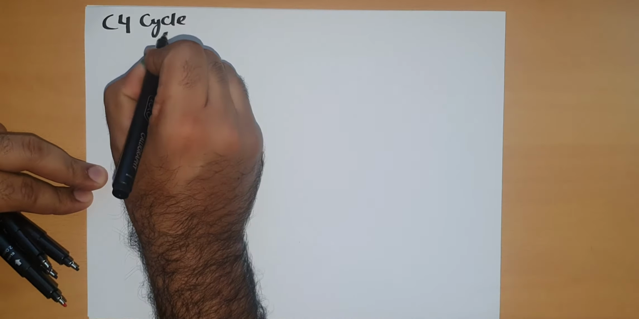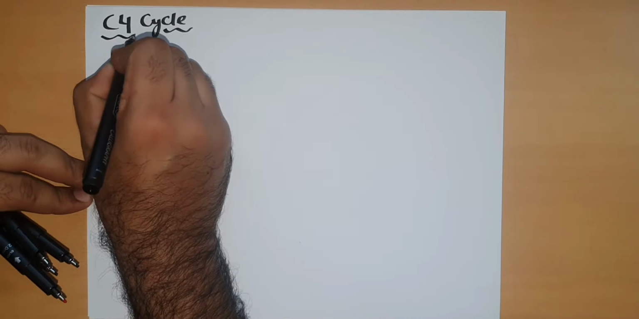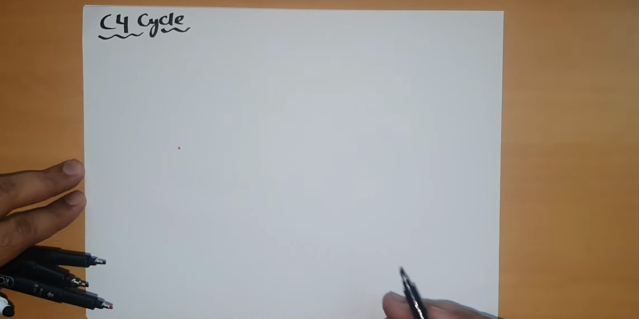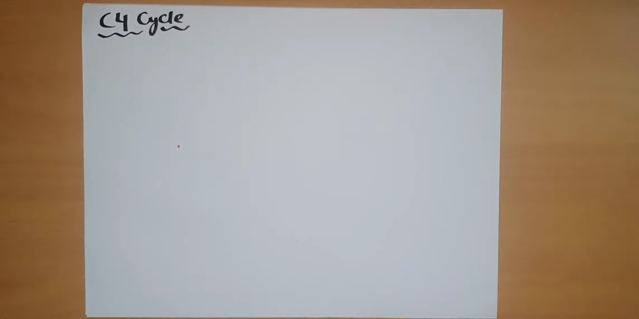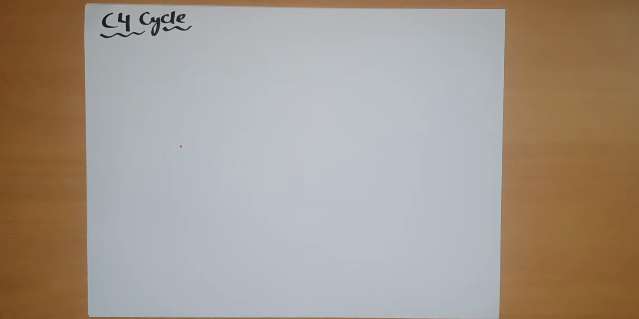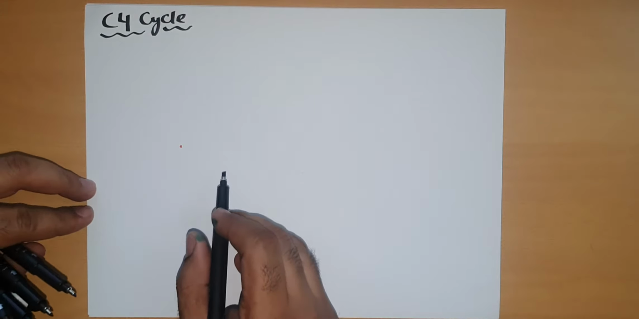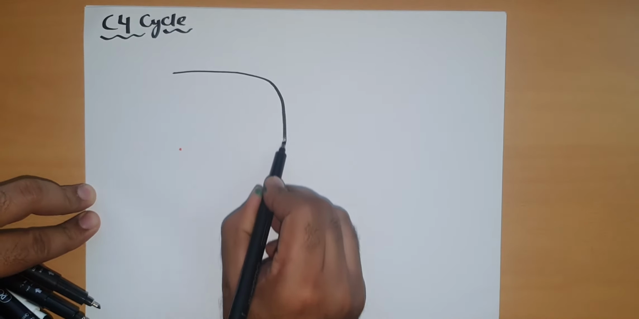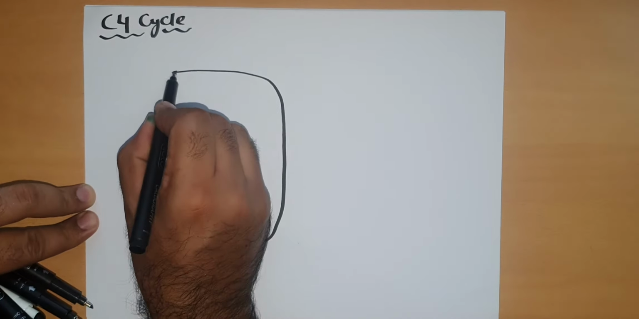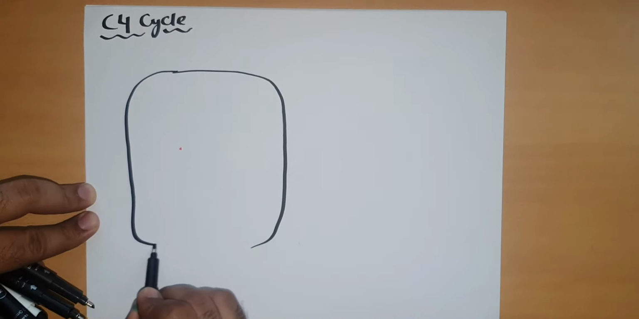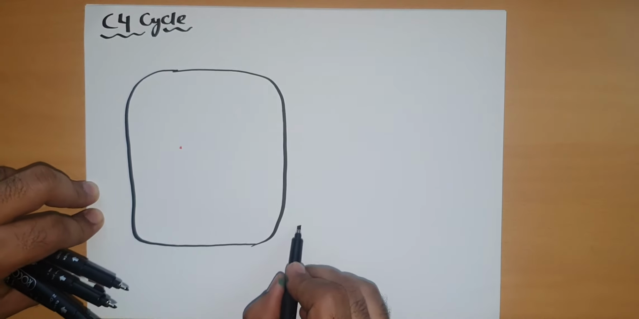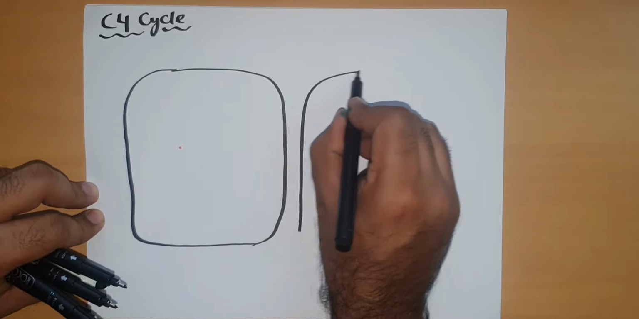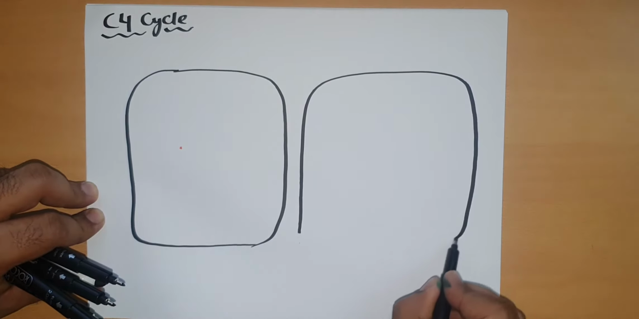Now, if you guys remember, in the last lecture, I told you why we call it the C4 cycle, because during this reaction, the first molecule which is achieved is a 4 carbon compound. Now, this C4 cycle reaction happens in 2 cells. The first cell in which this chemical reaction takes place is called the bundle sheath cell, and the second cell in which this chemical reaction is completed is called the mesophyll cell.